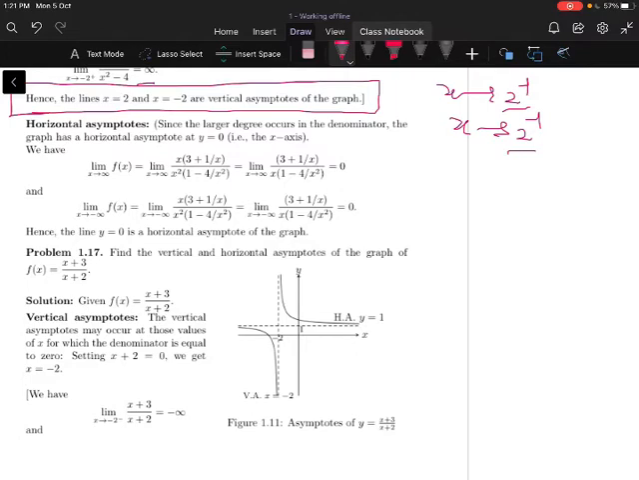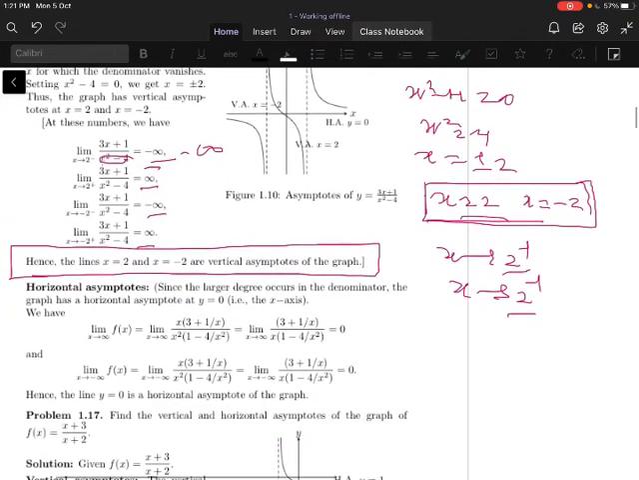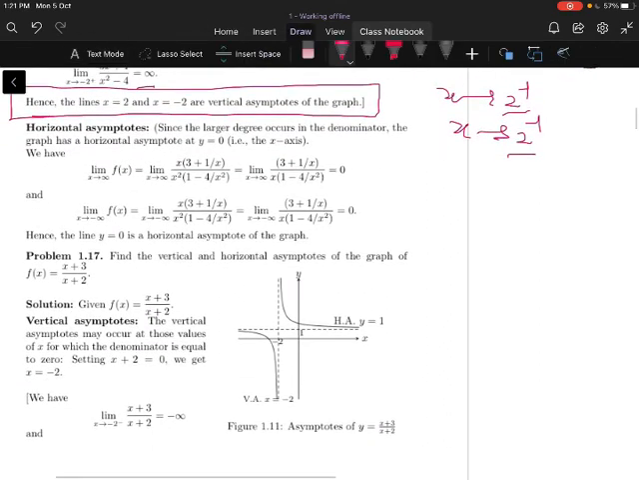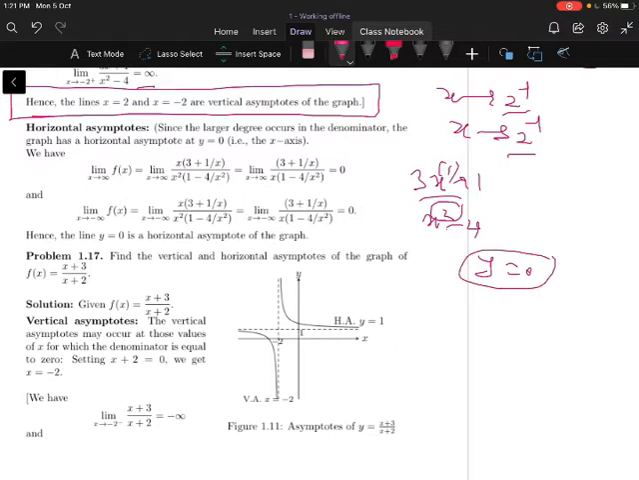So we can observe that the given function is (3x + 1)/(x² − 4). You can observe that the degree of the denominator is greater than the degree of the numerator. So therefore, simply we can write y = 0 is a horizontal asymptote. Since the larger degree occurs in the denominator, the graph has a horizontal asymptote, that is, y = 0 is the horizontal asymptote.